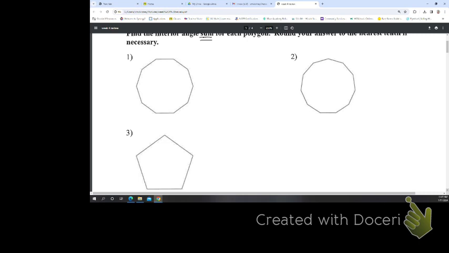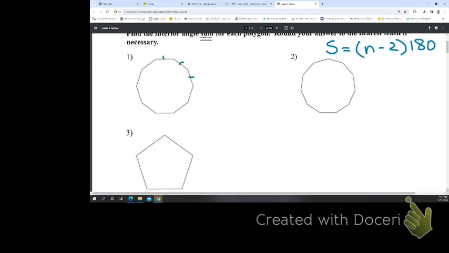So these first ones, when we want the interior angle sum, this is when we use our formula: n minus 2 times 180, with n being the number of sides. The S that I used here is for the sum. So it's going to be important that you count carefully the number of sides. I like to touch every single one.